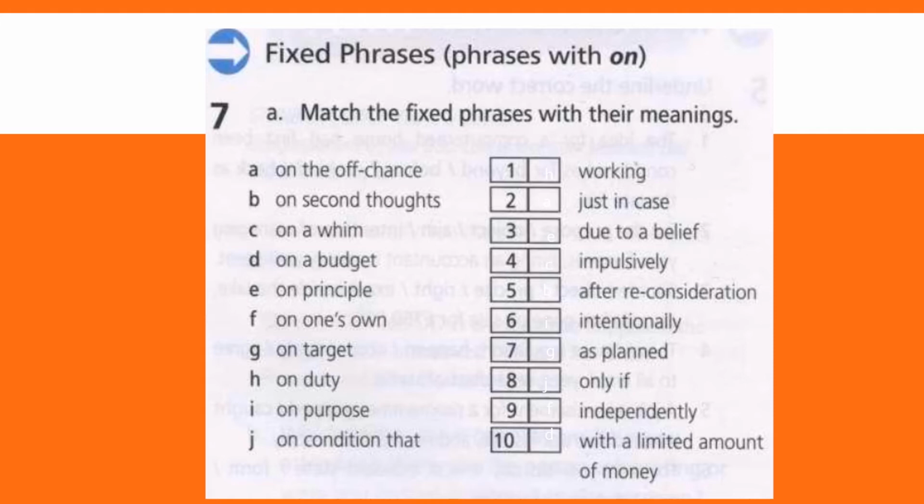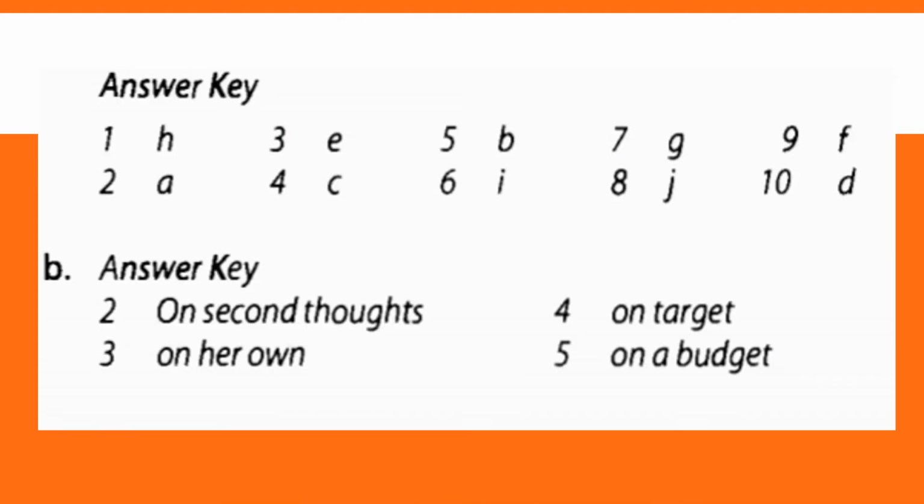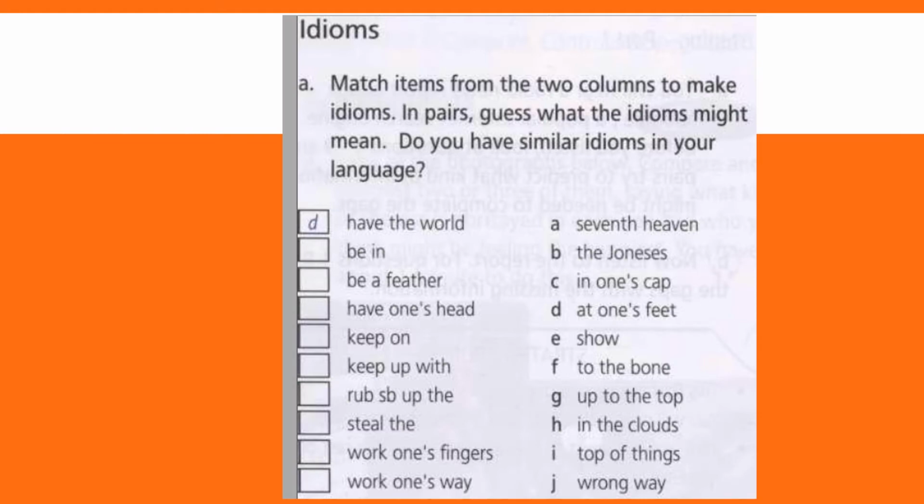Independently. Independently is equal to on one's own. So if I live on my own, I live independently. With a limited amount of money is equal to on a budget. So if I'm specifying amounts of money for any object, I'm on a budget. So here we got the answers. You can answer it again for yourselves.